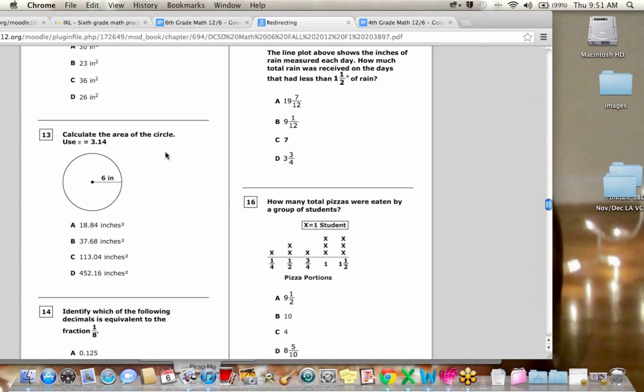13. I'm going to save my voice. Ashley, read 13 for me. Calculate the area of the circle. Use, what does that say? Pi. It's called pi. Oh, I couldn't see it from my angle. Use pi 3.14. Okay.